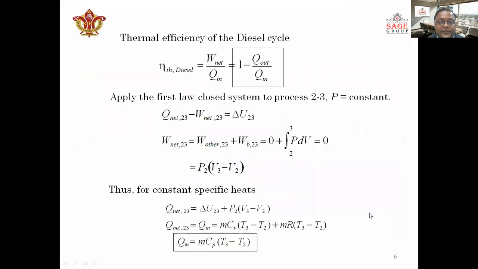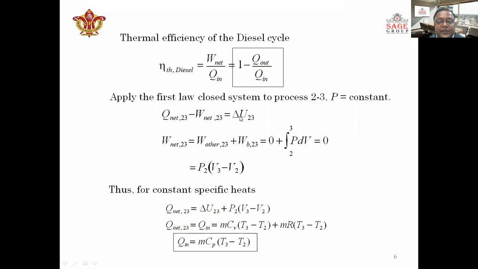Thermal efficiency of the diesel cycle is described here by the formula W net upon the heat supply, equal to 1 minus Q out by Q in. Now, what is the total work done? Net work done is the heat supply minus the heat rejection. And apply the first law of the closed system to the process 2 to 3, where the pressure is constant, heat supply is given by the formula W net, that is a constant pressure process जो भी आपकी वहाँ पे हो रही है.